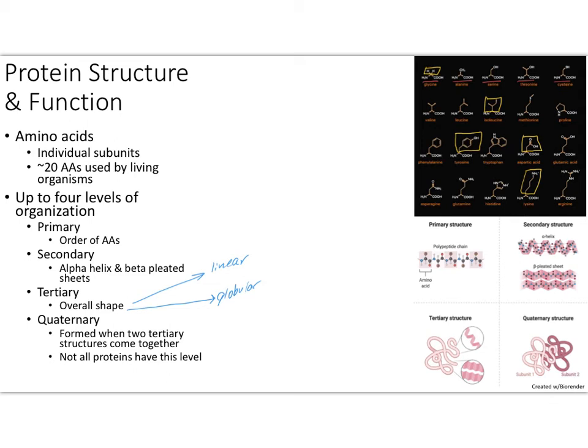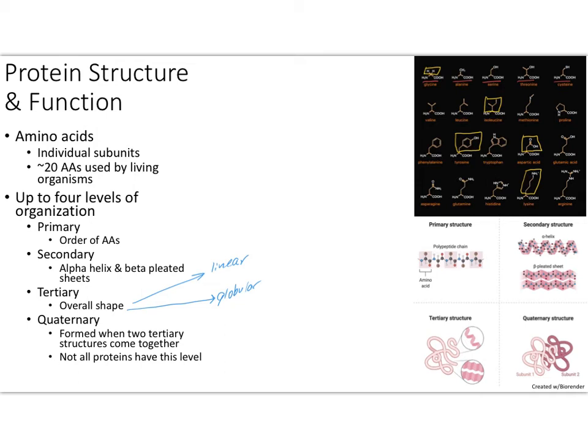But other proteins have to have one final level of organization, and this is called the quaternary structure, or quaternary. It depends on how you pronounce it. Either way is fine. For this type of protein to form, two separate tertiary structures come together.